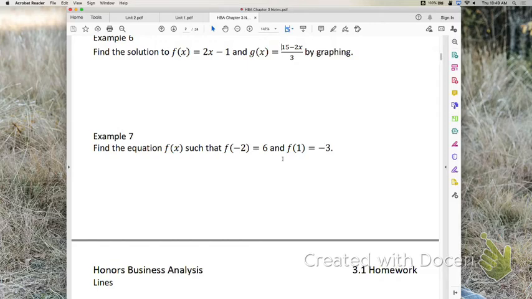The setup's a little bit different. What are we being given in 7? Yeah, what is the f of negative 2? Okay, that's your x. Which means what's the 6? Your y. So this is a point: negative 2, 6. What's my second point? 1, negative 3. All right, do we know how to write an equation of a line given 2 points? Yes. All right, take a minute and practice that, and then we will finish with word problems.